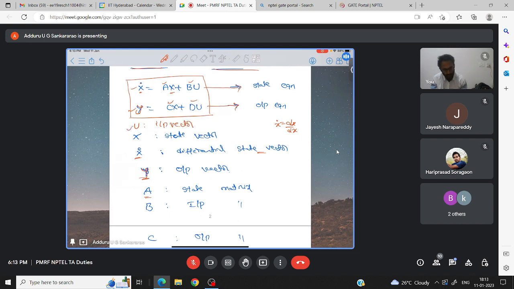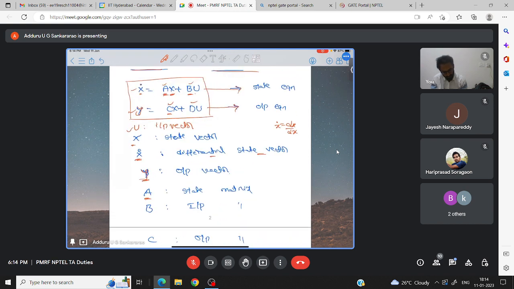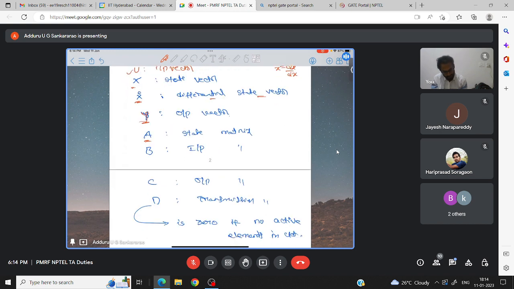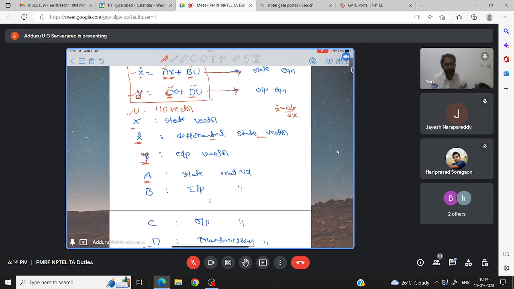Okay, u is the input vector, x is the state vector, x dot is the differential state vector, y is the output vector, and A is the state matrix. B is the input matrix. The matrix that multiplies the state vector is the state matrix. The B matrix that multiplies the input vector is the input matrix, and C is the output matrix and D is the transmission matrix.